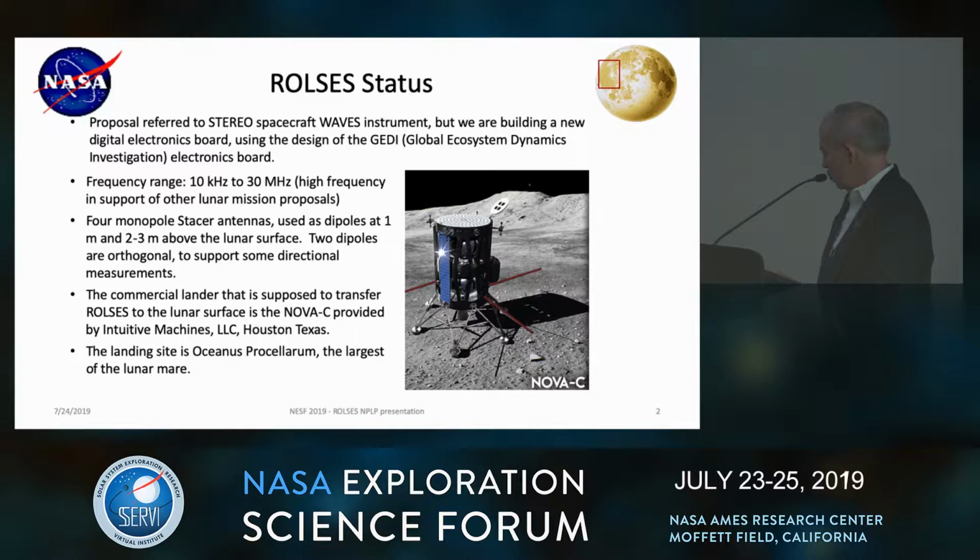There are four monopoles on this lander. In the figure, you see these brown stacer antennas, and the commercial lander that is supposed to take ROLSES to the lunar surface is the Nova-C provided by Intuitive Machines, and their landing site is in Oceanus Procellarum.